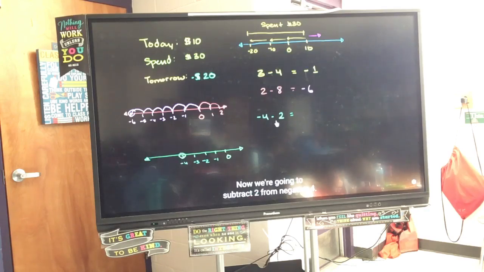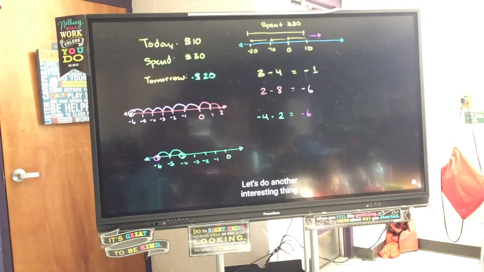Now we're going to subtract 2 from negative 4. So we're going to move 2 to the left. If we subtract 1, we will be at negative 5. If we subtract another 1, we're going to be at negative 6. So this is negative 6.